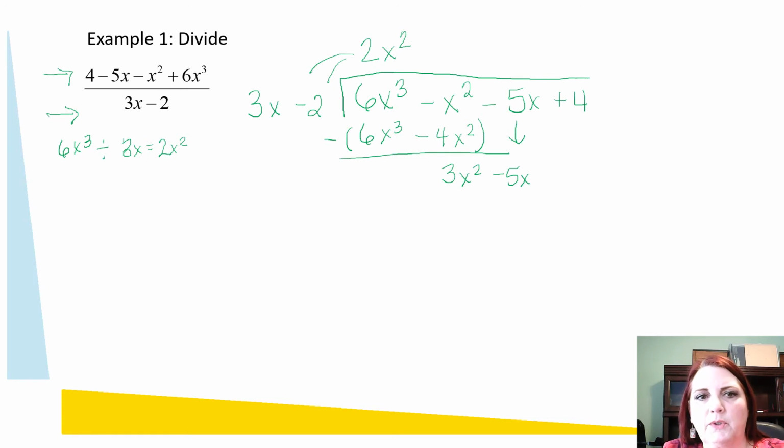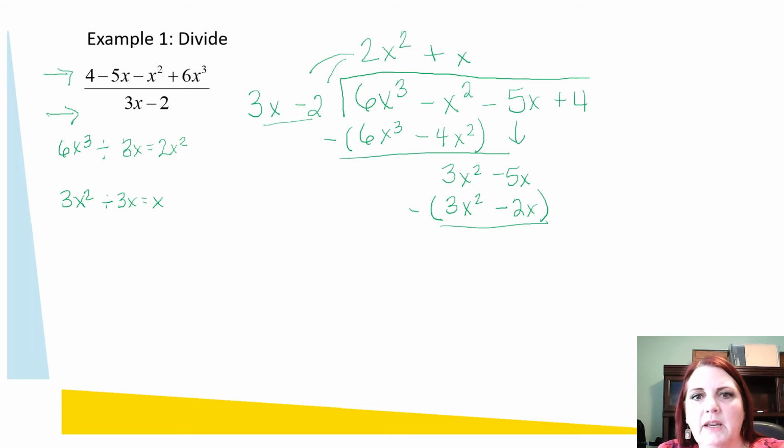So we're going to have this first term, 3x squared, and we're going to divide it by 3x. And that just gives us x. That's the second term of the quotient. And we're going to multiply that second term to everything in the divisor. x times 3x is 3x squared. x times negative 2 is negative 2x. And then we're going to subtract. 3x squared minus 3x squared is 0. Negative 5x minus negative 2x is negative 3x. And we're going to bring down the positive 4.